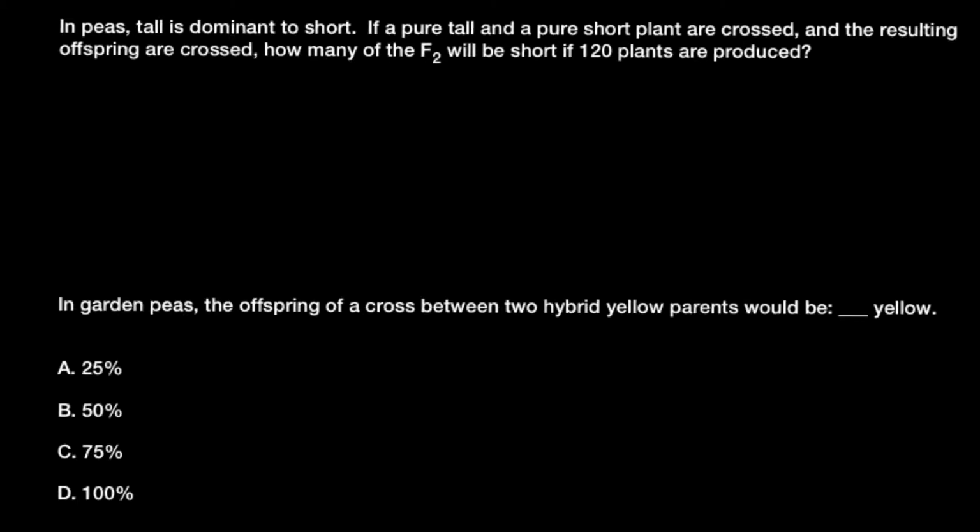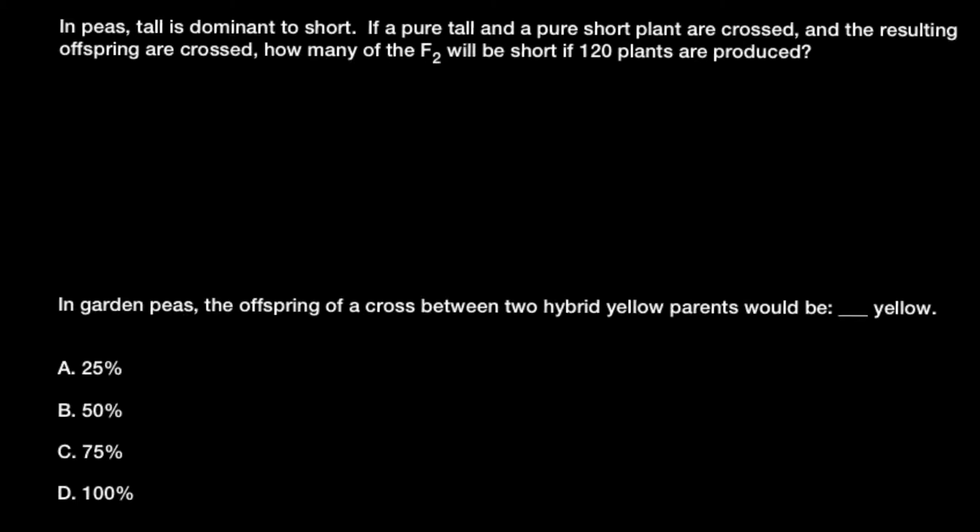In peas, tall is dominant to short. If pure tall and pure short plants are crossed, and the resulting offspring are crossed, how many of the F2 will be short out of 120 plants?